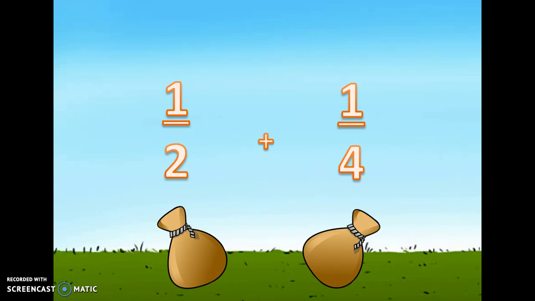So our equation would look like this. This is the half of the first bag that was left, and this is the quarter of the second bag that was left. Take a moment to copy this down.